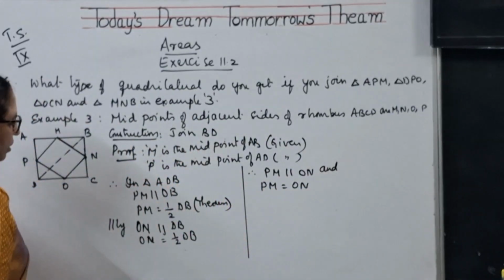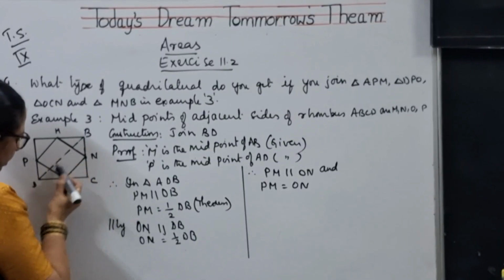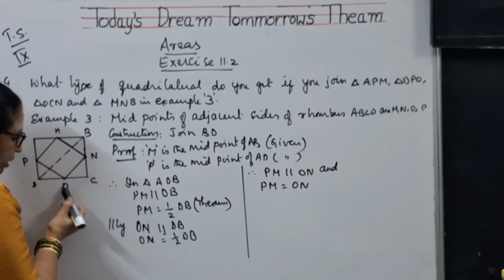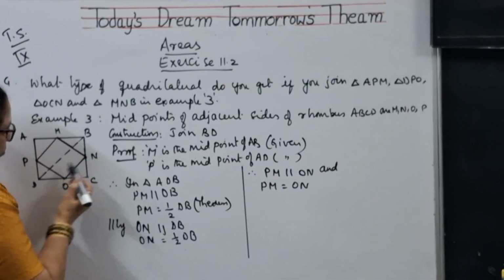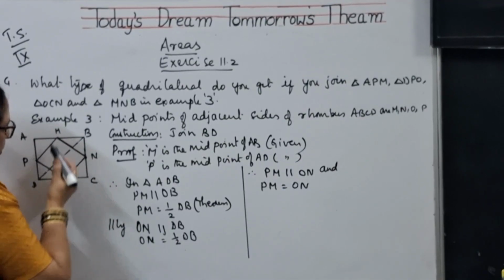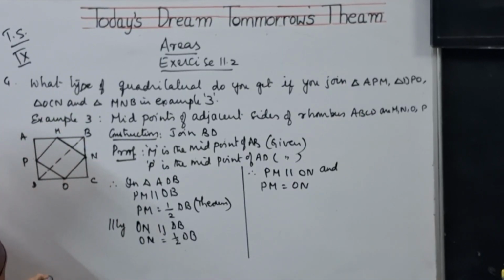Is it not so, children? See, PM is parallel to DB, ON is parallel to DB. That means PM is parallel to ON, transitive property. And PM is half of DB, ON is half of DB. Therefore, PM will be equal to ON.